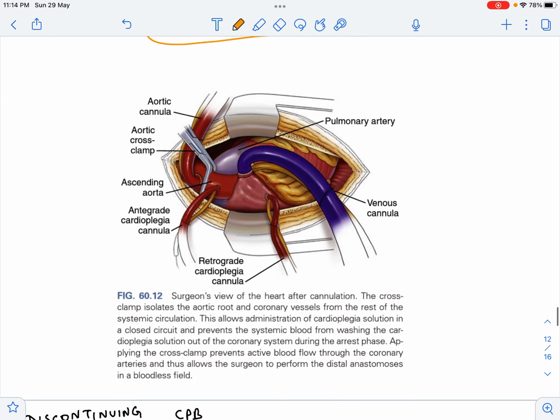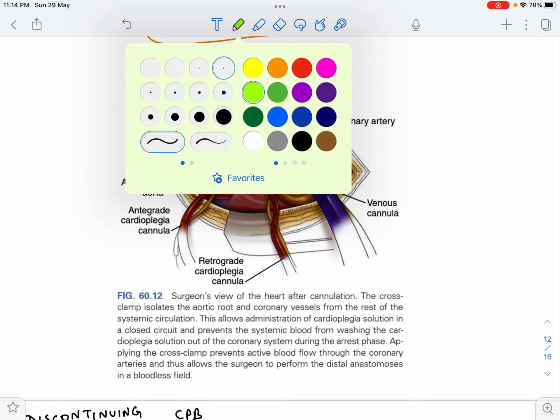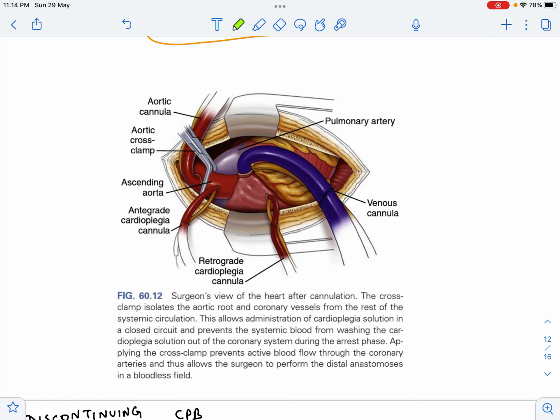Now this image taken from Sabiston, it is a surgeon's view of the heart after cannulation. So I'll use a lighter color. First we have used an aortic cannula. Secondly, we have used a venous cannula. This is connected to this. This goes to the circuit.